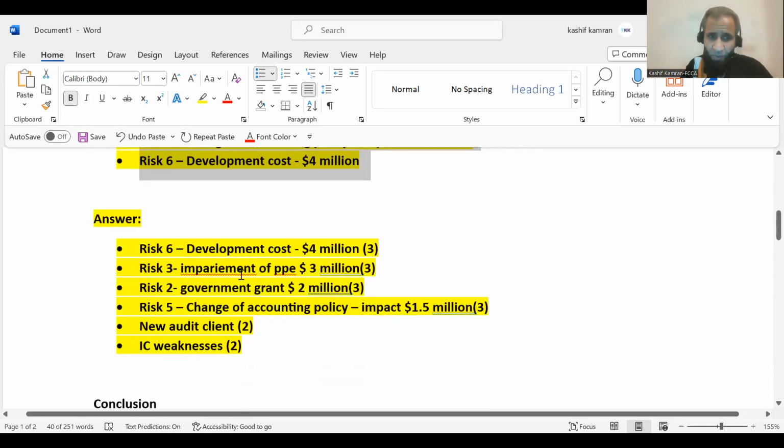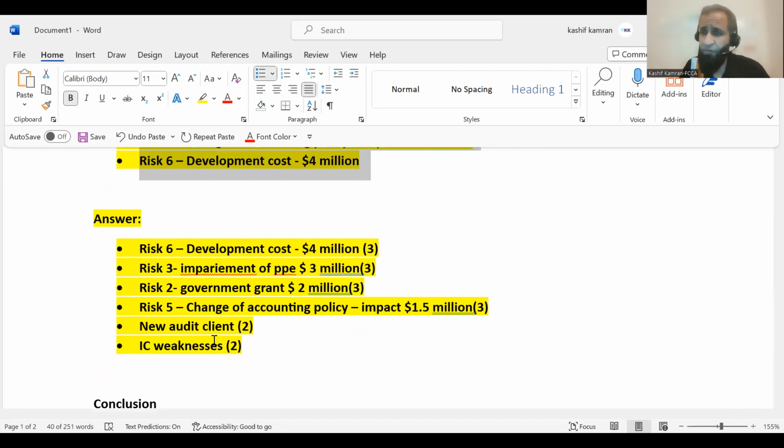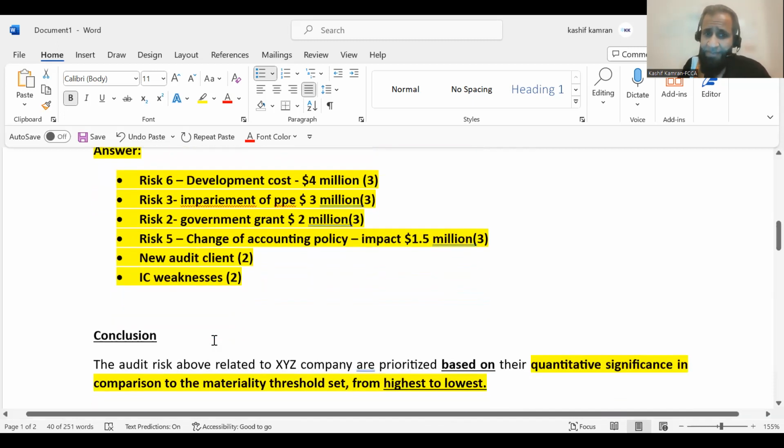So I arrange them in the order of development cost first, then impairment, then garment grant, then change of accounting policy, new audit line, internal control weaknesses. Again, the student might ask why internal control weakness last, why new audit line first? Again, there is no basis for that, because the examiner wants me to prioritize the first 2 and 3. So I've just prioritized the first 2 and 3 in terms of my quantitative materiality, and that's the conclusion I've given.